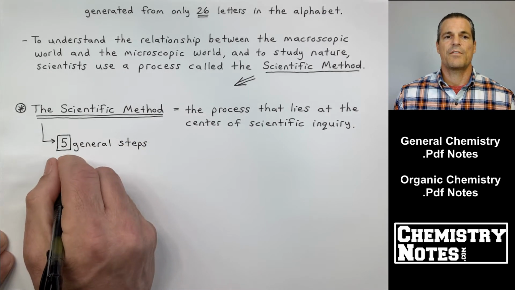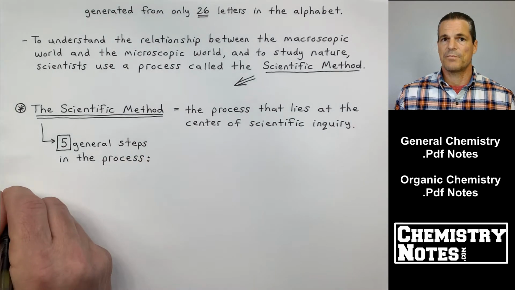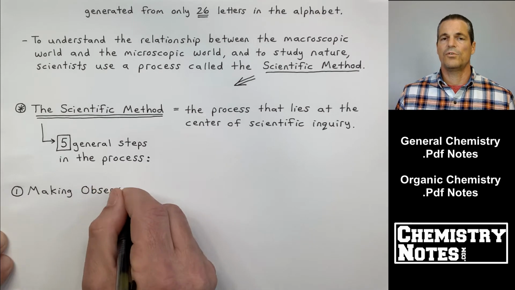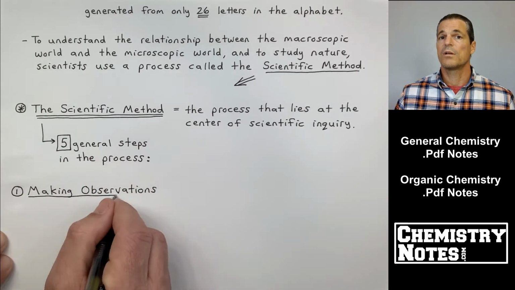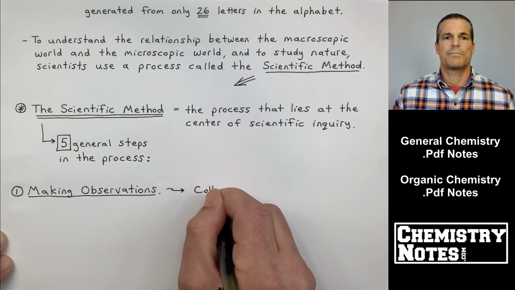All right, the scientific method has 5 general steps. And the first step in the process, so we're going to have a number 1, a number 2, a number 3, a number 4, and a number 5. First step, number 1, is making observations.